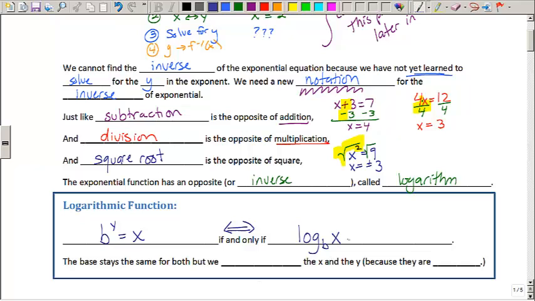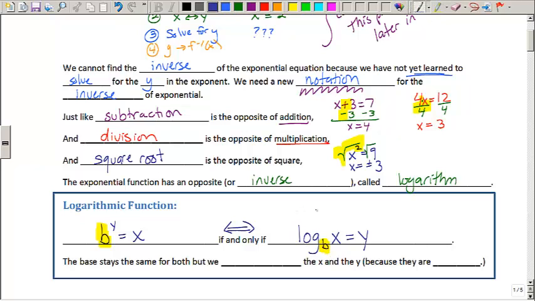of x equals y. The exponential equation, written b to the y equals x, and the logarithmic equation, log base b of x equals y, are equivalent. If you have one, then the other must be true. If you have the second, then the first must be true. There's a few things I want to note on this. Notice that my base is the same on both of them. Not only is it the same, we actually pronounce it exactly the same.